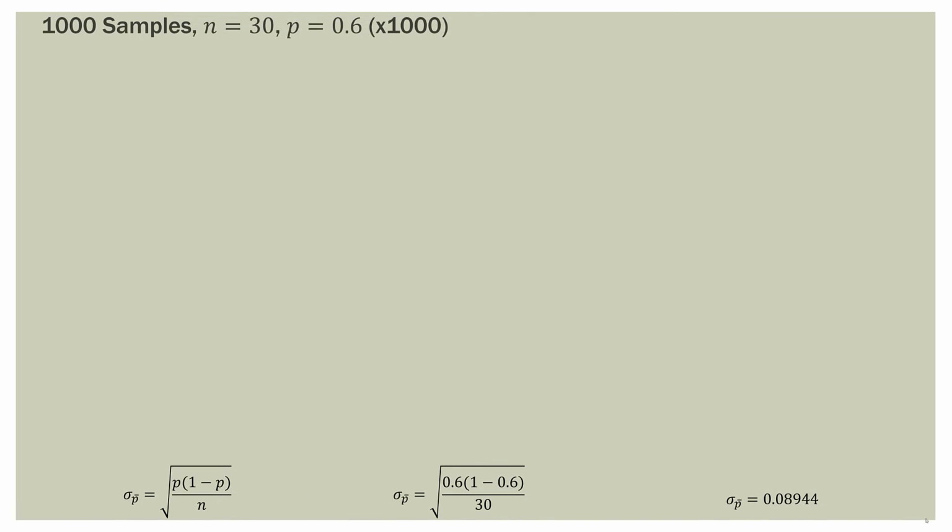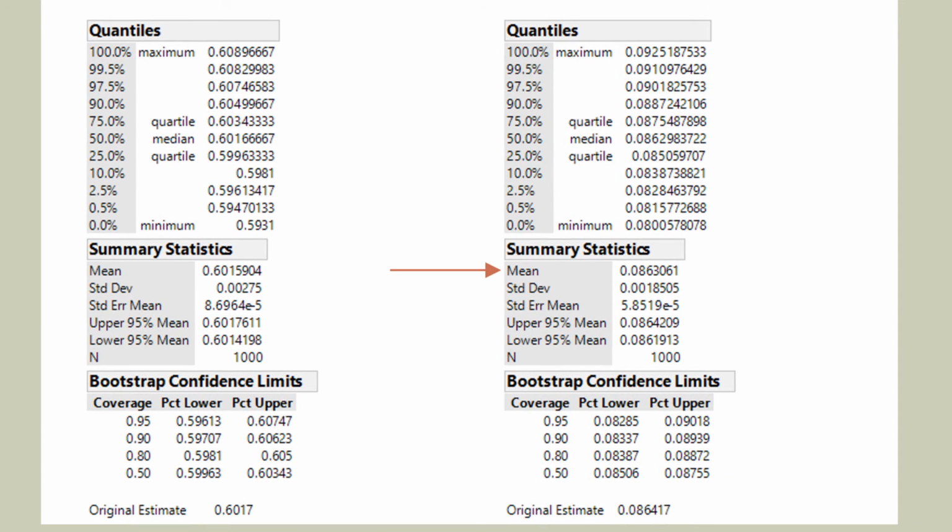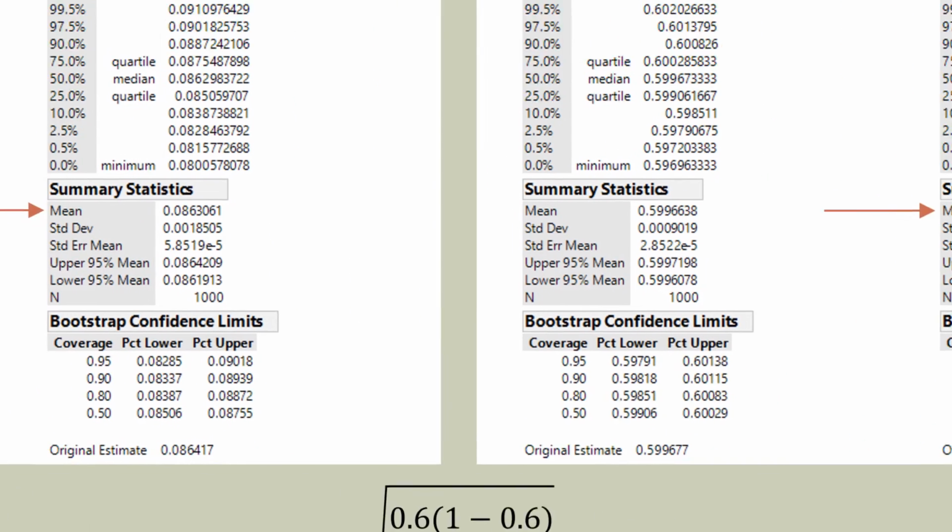Now let's go crazy. We're going to take 1,000 samples 1,000 times. Now look at our mean for our standard error, 0.0863. We're expecting 0.08944. Very, very close. Now let's go crazily absurd and take 10,000 samples, each 1,000 times.